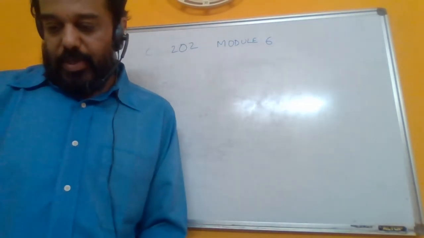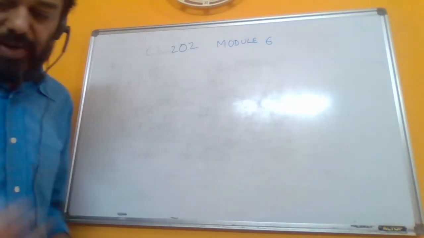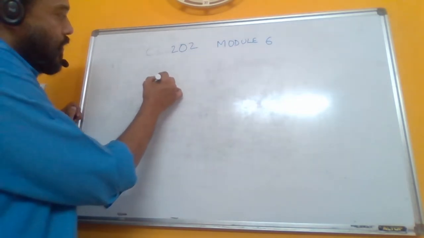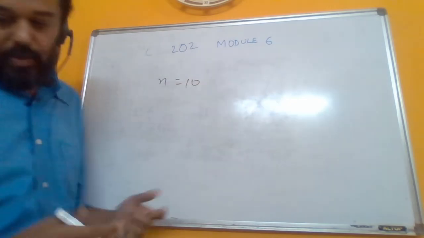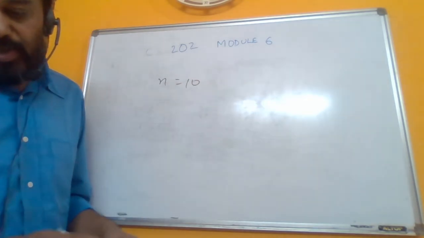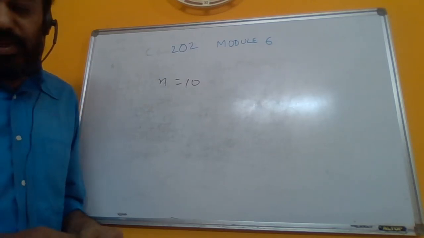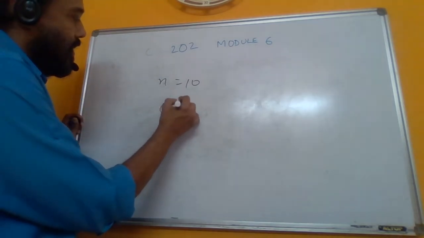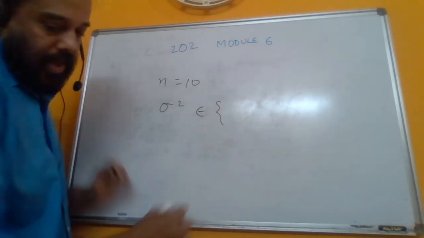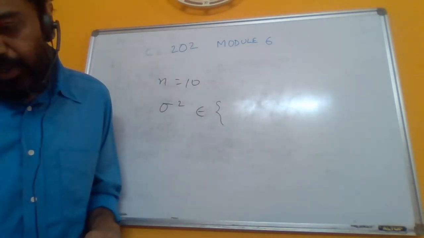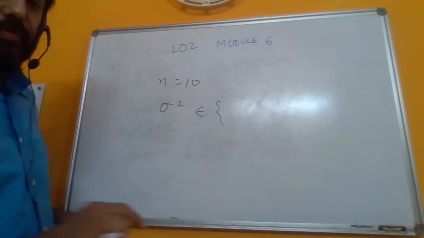Problem number 36 says that the capacities of 10 batteries were recorded. So you have n equal to 10. The capacities are in ampere hours. Estimate the population variance. So they want you to find out sigma square.